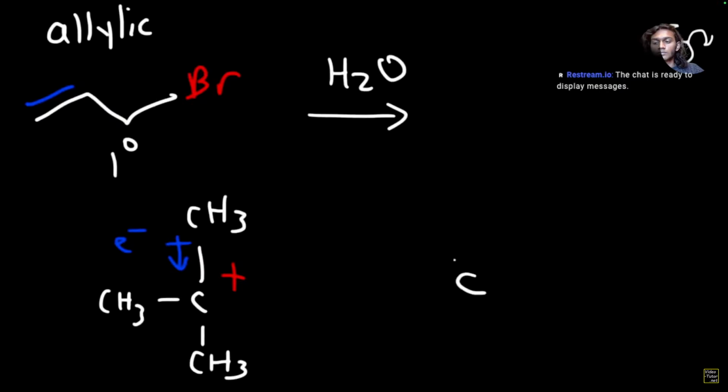Another way in which a methyl group can stabilize a carbocation intermediate is through hyperconjugation. So on the right, here's a CH3.